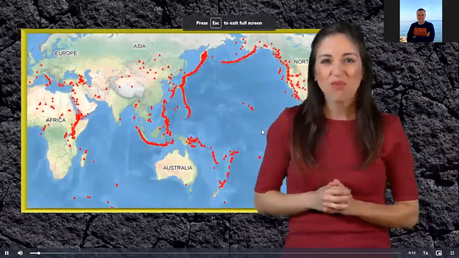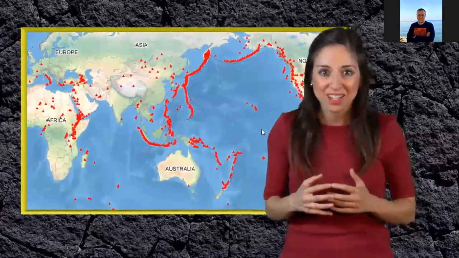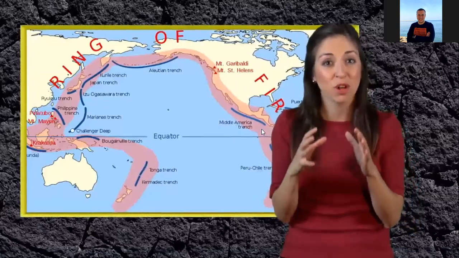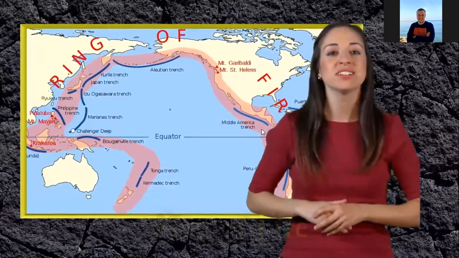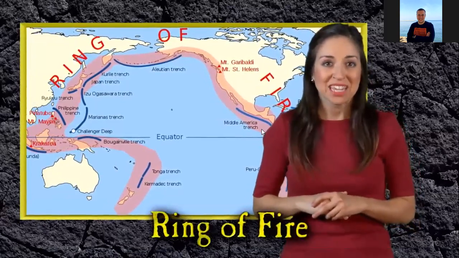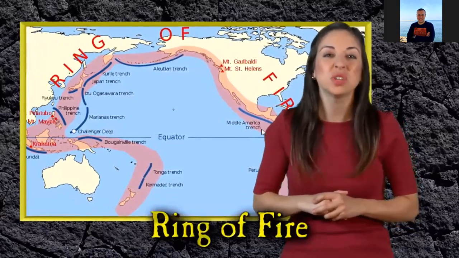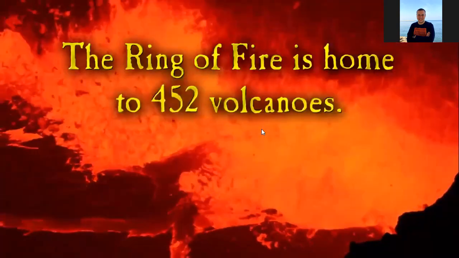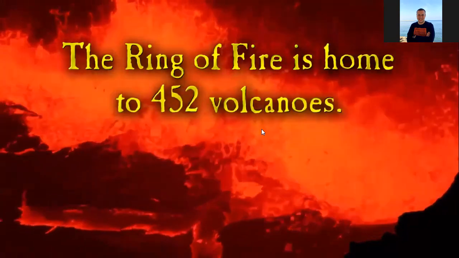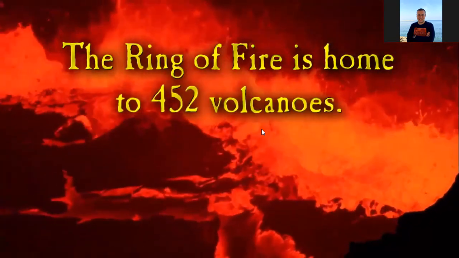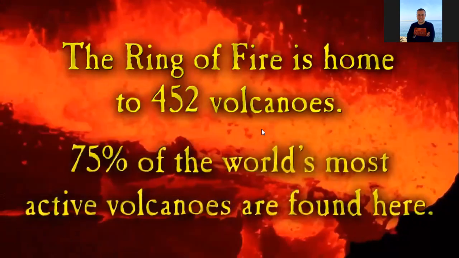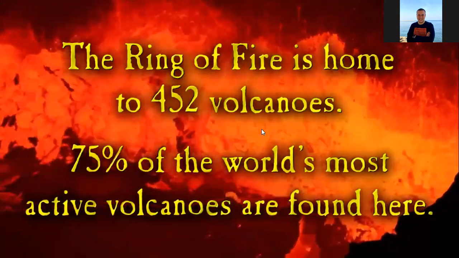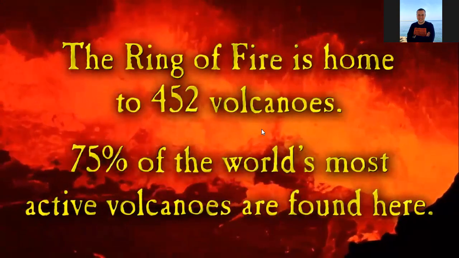Notable volcanic eruptions. There are 1,500 potentially active volcanoes worldwide. One major area of volcanic activity is known as the Ring of Fire. It is a horseshoe-shaped string of volcanoes found along the edges of the Pacific Ocean. The Ring of Fire is home to about 452 volcanoes, and scientists believe that 75% of the world's most active volcanoes are found here.